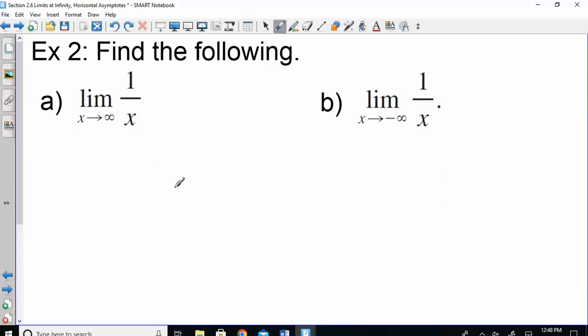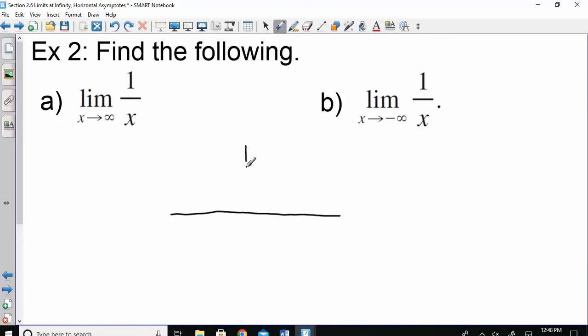So let's find each of the following, different ways of doing it. We don't necessarily have a rule that says we can just plug this in. If I have 1 over infinity, we don't have a theorem that actually tells us what it is.